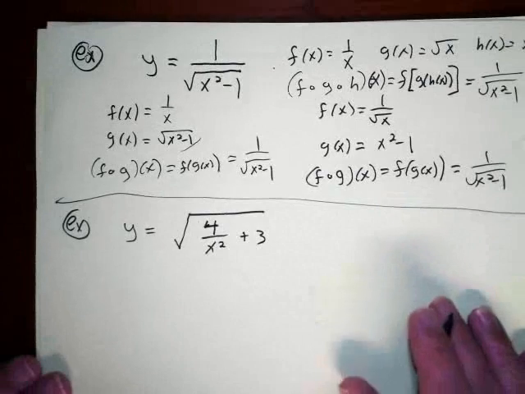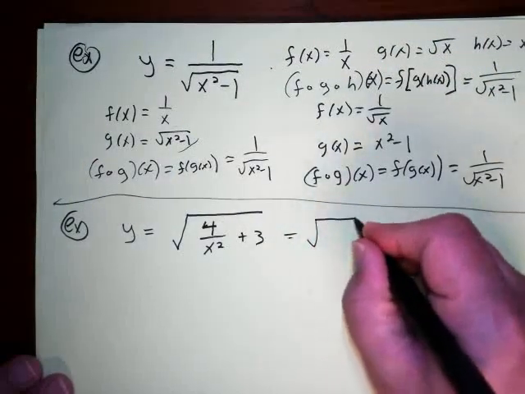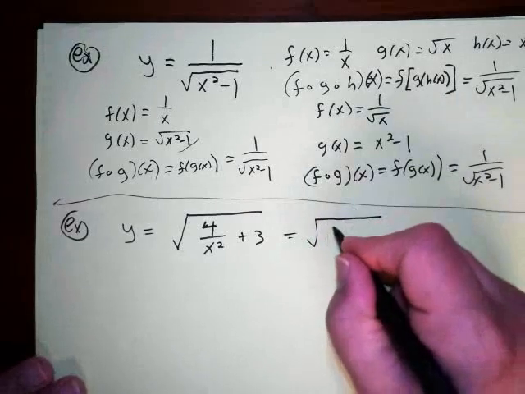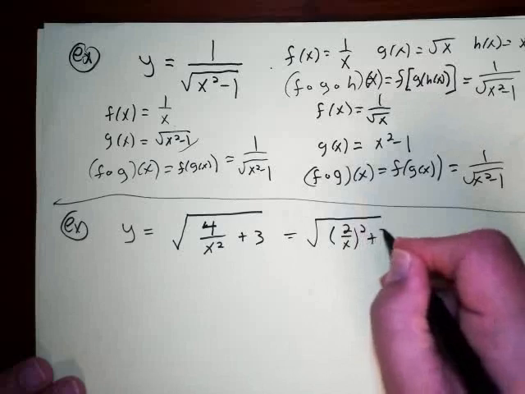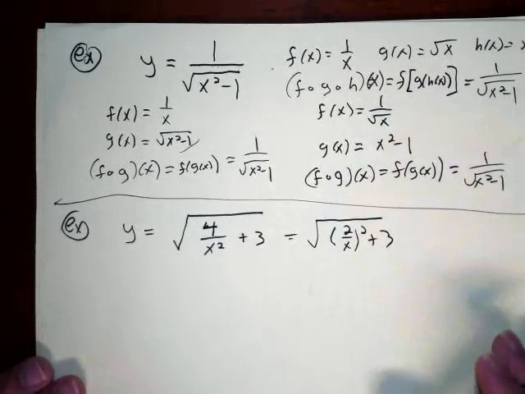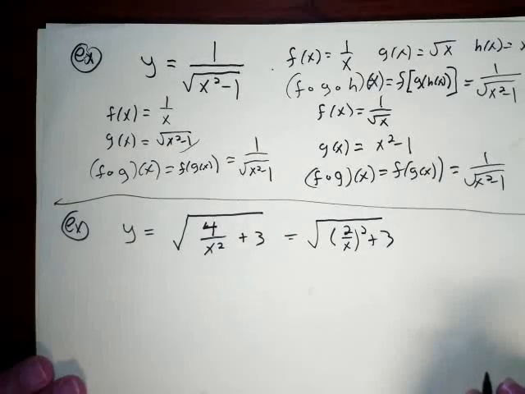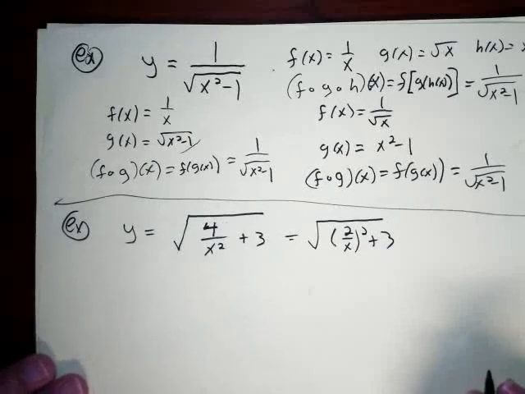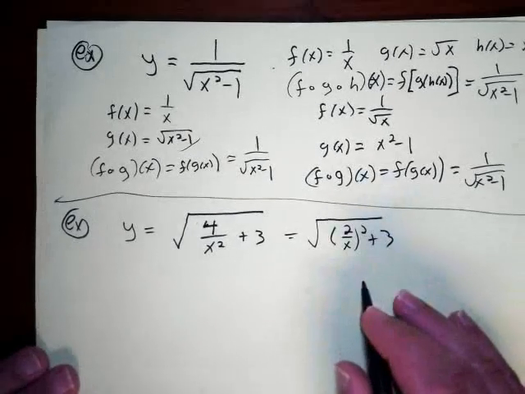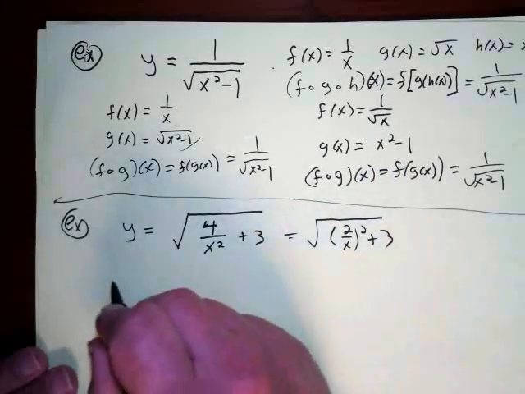Well, we could do similar things, right? One thing that's interesting is I could rewrite this as 2 over x quantity squared plus 3, right? And then if I did that, then I could rewrite this in several different ways.